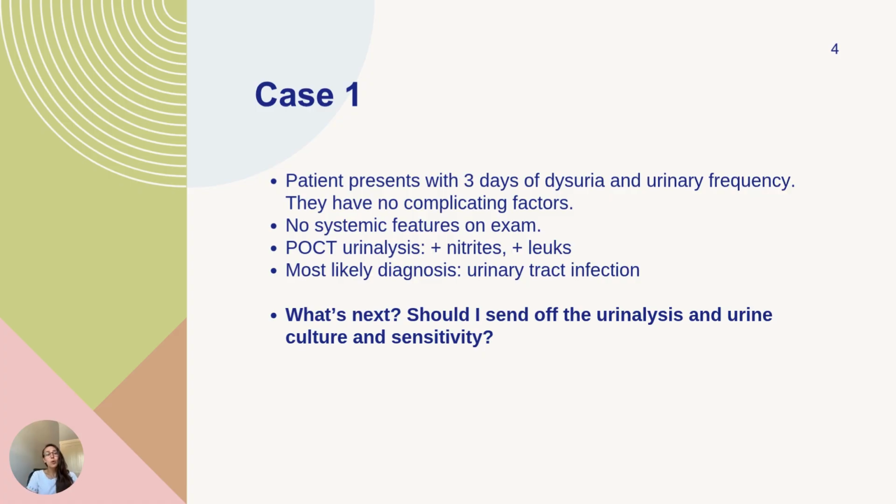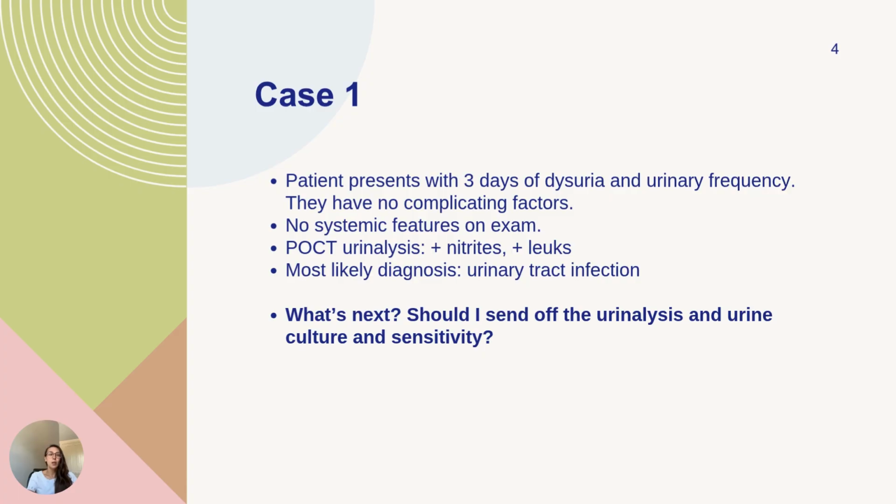So you go ahead and order a point of care urinalysis, and lo and behold, it's positive for nitrates and leukocytes. At this point, with the history and exam findings and that point of care urinalysis, the most likely diagnosis is an uncomplicated urinary tract infection, right? So I ask myself, what's next? Should I send off that urinalysis to confirm those findings? Do I order a urine culture and sensitivity, or can I stop? So this is where pretest probability comes in.